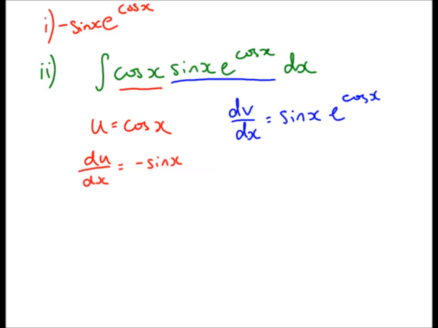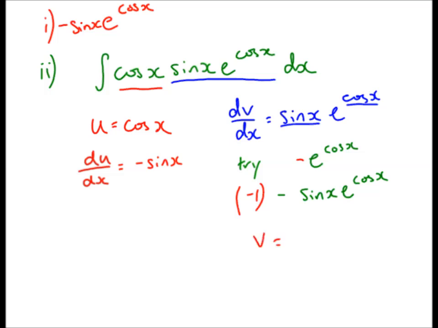When I integrate my sine x e to the power cos x, well, I know that this is my f dash of x times f of x times a constant. So we're going to try and see what happens when I differentiate e to the power cos x. Well, that gives me, as we did previously, sine x e to the power cos x times by minus 1. I want to get rid of this minus, so I'm going to do minus 1 times this. So I'm going to need a minus at the start. So I can say v is equal to minus e to the power cos x.